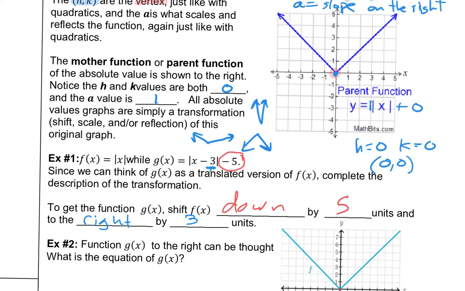That may be worth just marking here. We might want to say the h value is positive 3 and the k value is negative 5. That's going to be important to be able to identify the h and the k as we move on. Okay, so let's do another example here.